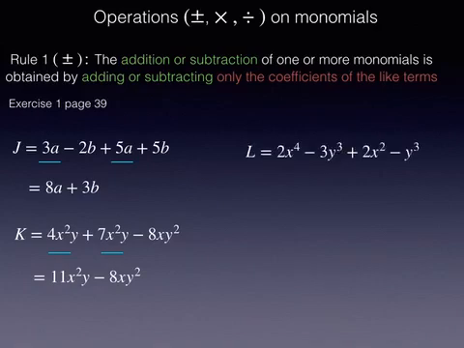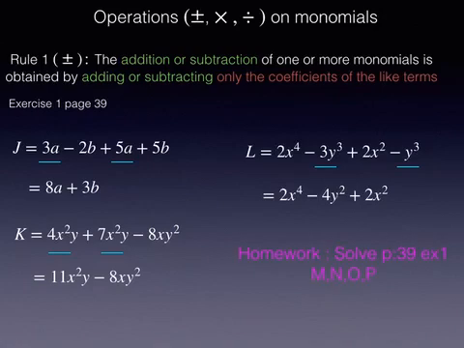L, first of all, we need to determine the like terms. So here we have minus 3y power 3 minus y power 3. So we need to evaluate these two monomials. The rest of the terms stay the same. So minus 3y power 3 minus y power 3, the coefficient of minus y power 3 is minus 1. So minus 3 and minus 1, you will have minus 4y power 3. 2x power 4, 2x power 2 remains the same. A direct application on this rule 1, please do as homework M, N or P in exercise 1, page 39.